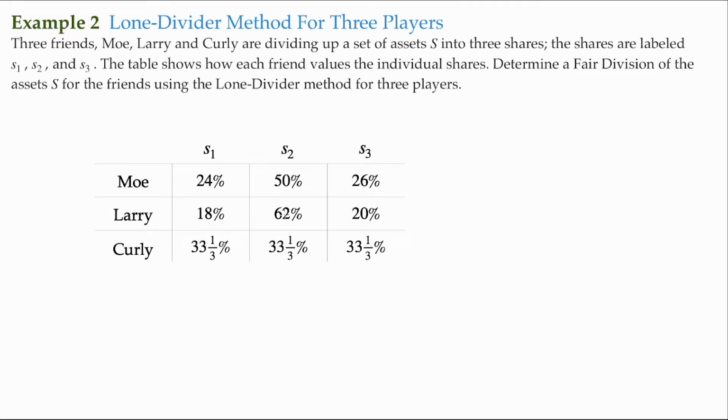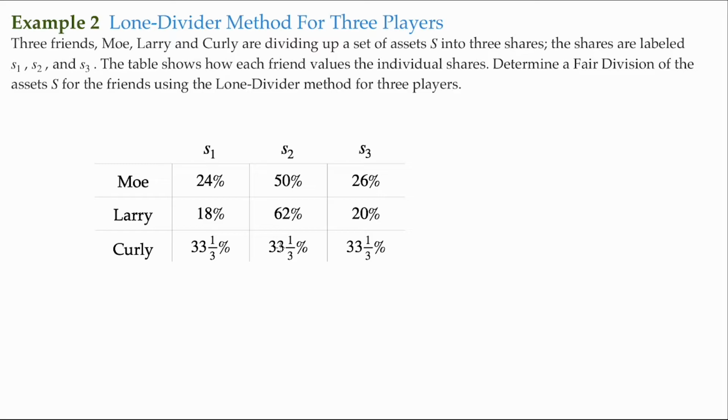So since they both value only share 2 as a fair share, we have what is known as a conflict. We can't determine who gets which share according to this table because they're both demanding the same share. So the first thing we do is award one of the remaining shares to Curly, the divider. Now, typically the divider goes last and gets whatever share is left over. But because we have this conflict, we award a share to the divider first.